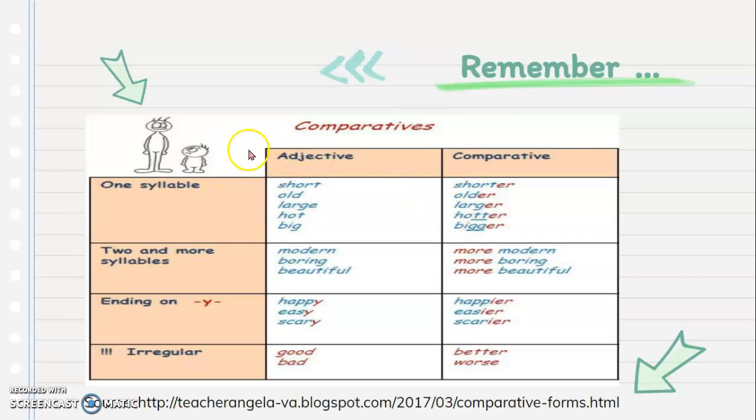Remember, comparative adjectives are divided in one-syllable adjectives, two and more syllable adjectives, adjectives that finish in Y, and irregular adjectives.